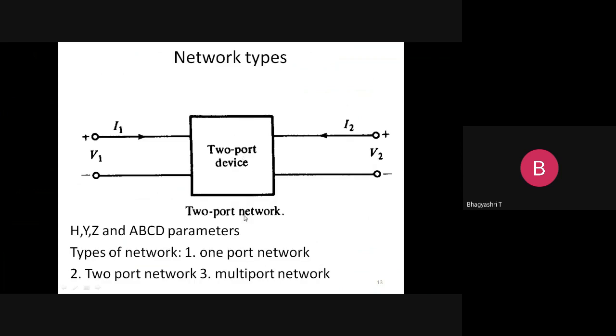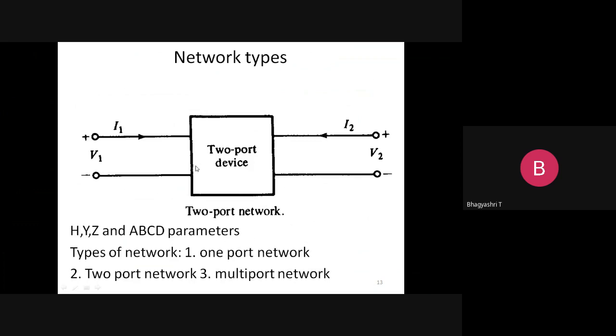Before starting the study of a component, first we have to understand how many network types there are. Normal network types are one port network, then two port network and multi-port network. These are the main three types of network. If we want to analyze this network, how many parameters do we have? Till this point we studied H, Y, Z and ABCD parameters. This is a two port network.